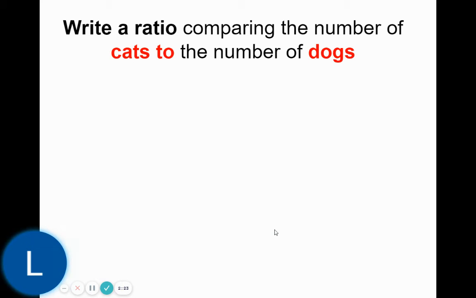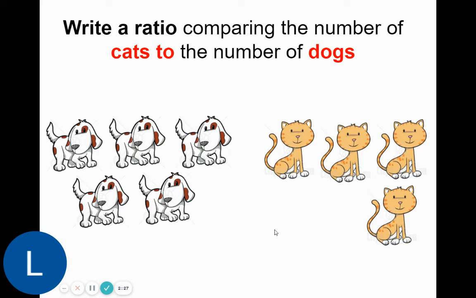Now, notice here, I'm saying cats to dogs. Same picture. But this time, the 4 has to go first and the 5 has to go second because the number of cats has to go first and the number of dogs has to come second. So 4 to 5, comparing one thing, cats, to another thing, dogs.